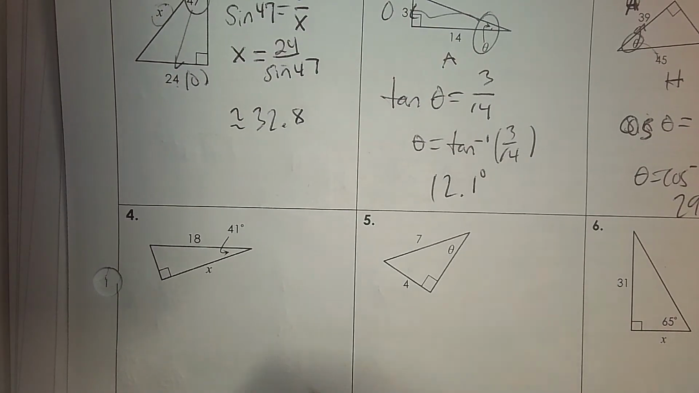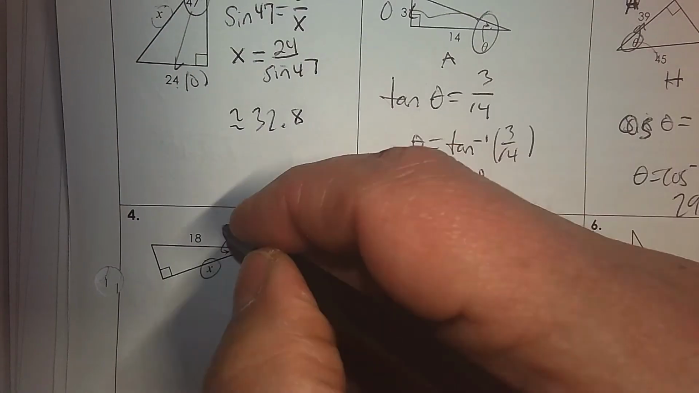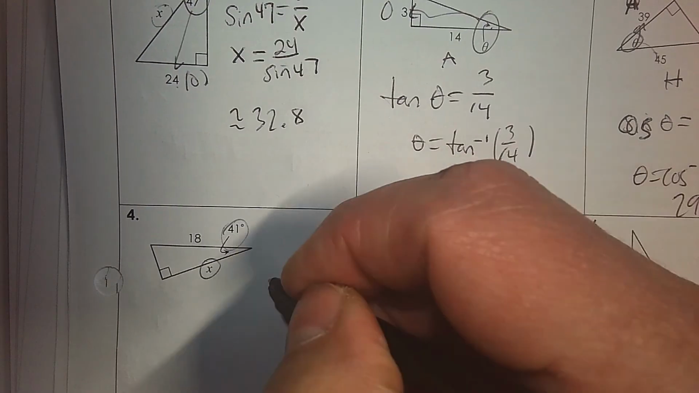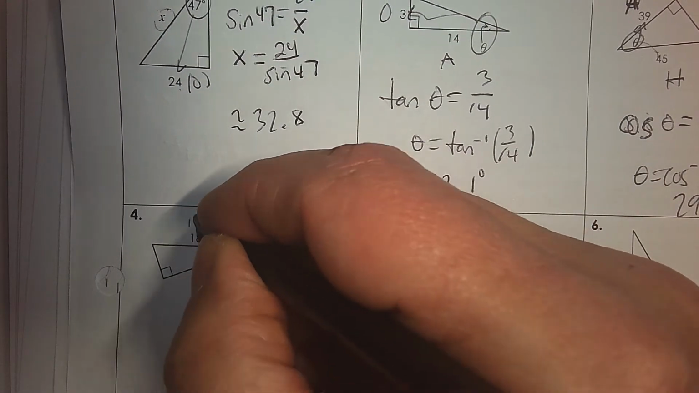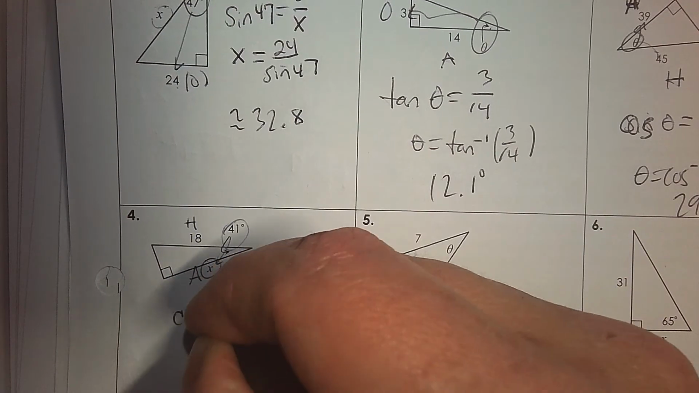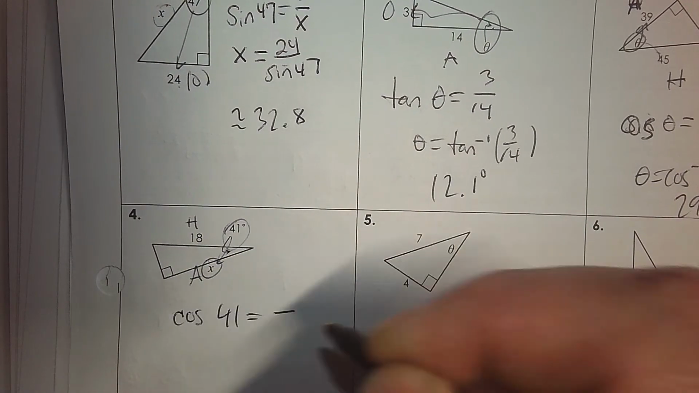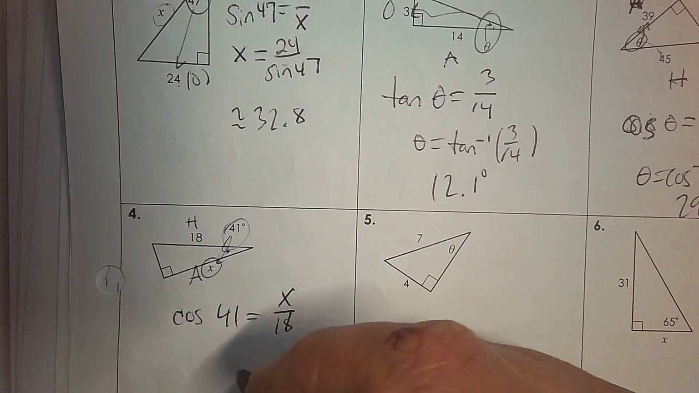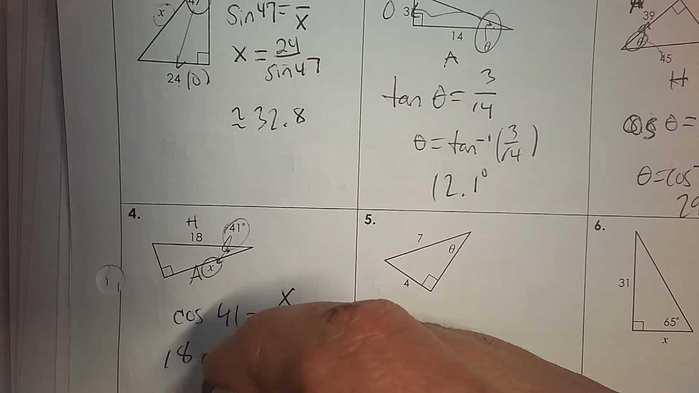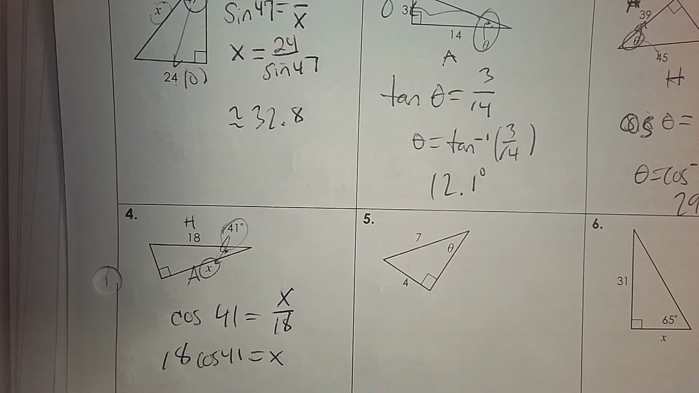All right, number four. What am I looking for here? A missing side. Let's make sure I do this right. So the angle is right there. So that is the adjacent side, and 18 is the hypotenuse. That's again cosine. So cosine 41 is equal to the adjacent side over the hypotenuse. To get x by itself, you multiply by 18, and then just type it in, 18 cosine 41.